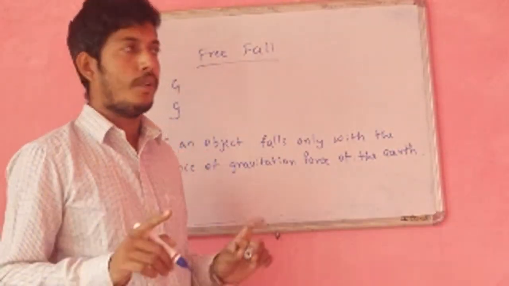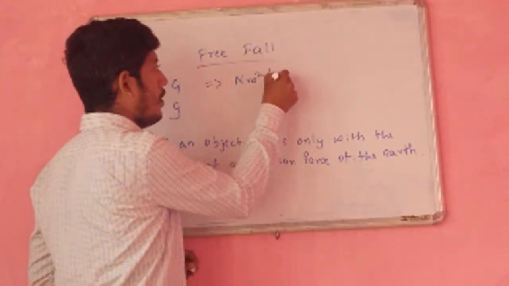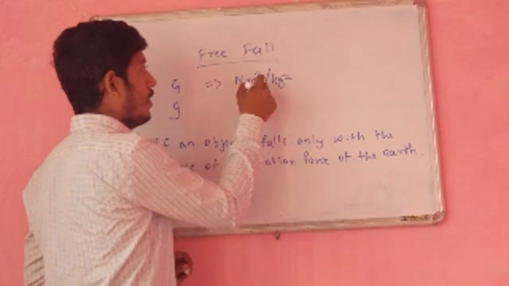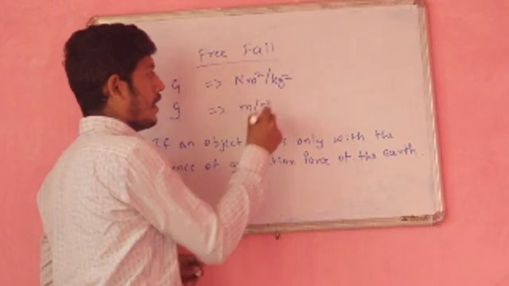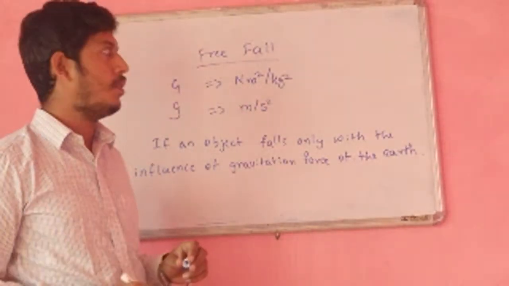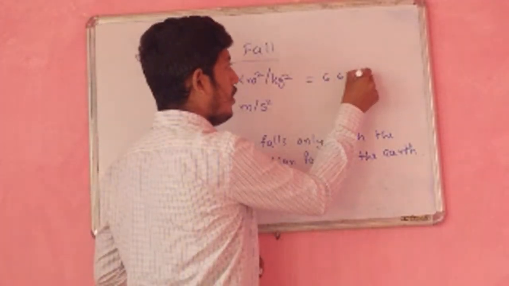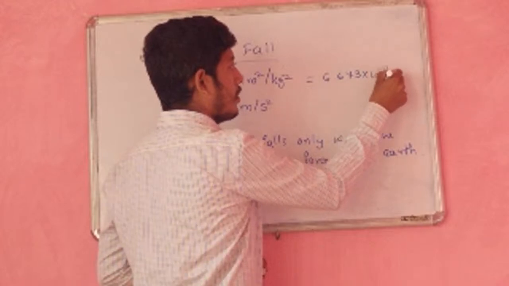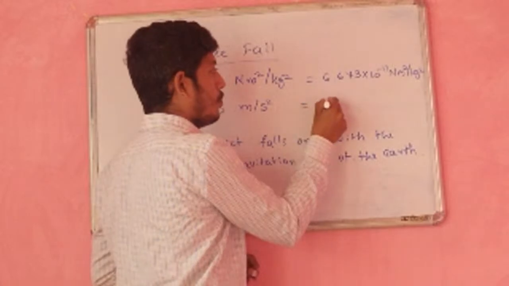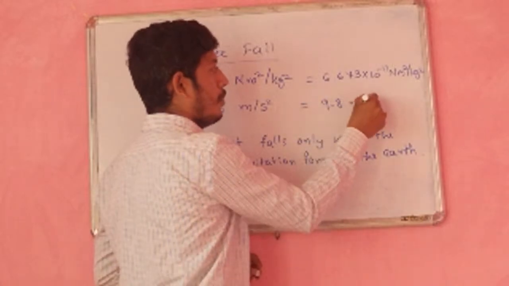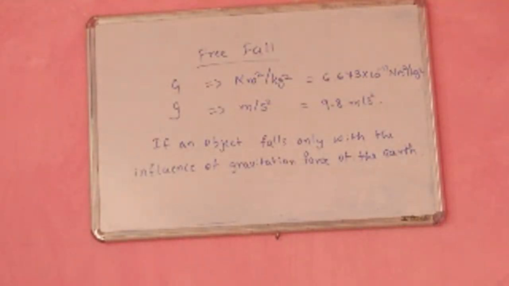We have to find the value of small g. The SI unit of capital G is Newton meter square per kg square, and the SI unit of small g is meter per second square. The value of capital G is 6.673 into 10 raised to minus 11 Newton meter square per kg square, and the value of small g is 9.8 meter per second square.